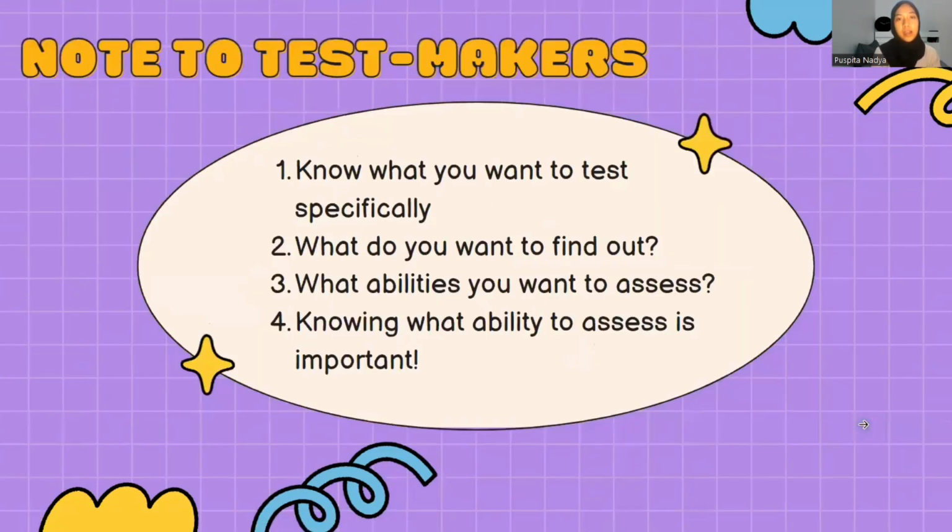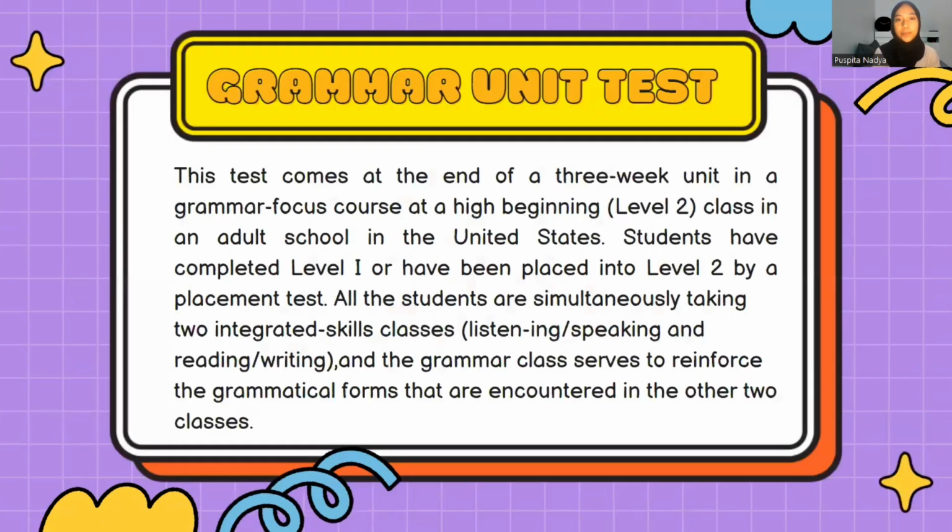Not to test. The first is to know what you want to test specifically, and the second, what do you want to find out? The third is what abilities you want to assess, and the last is knowing what ability to assess is important. The next section is the grammar unit test.